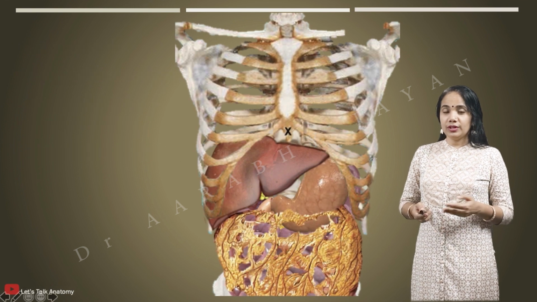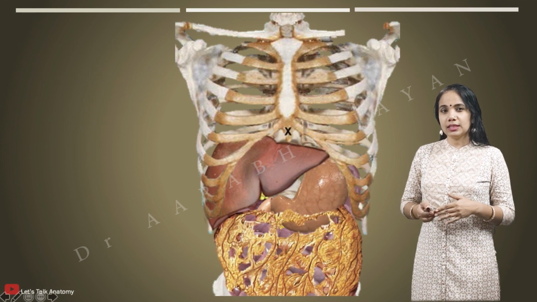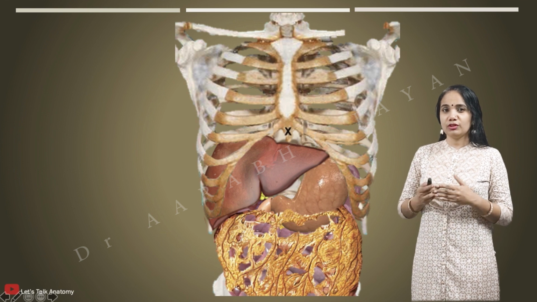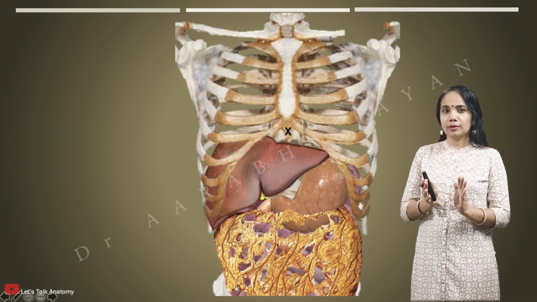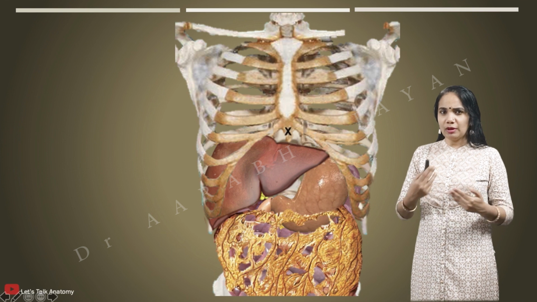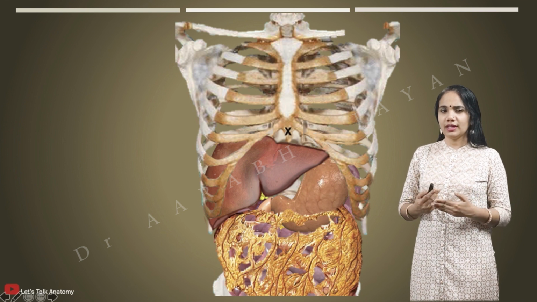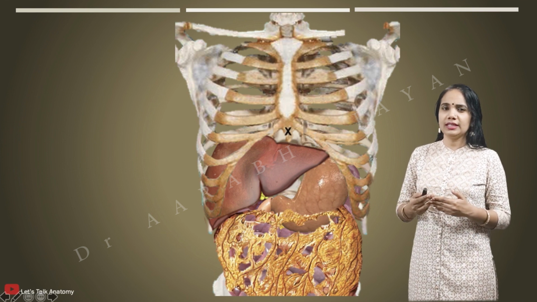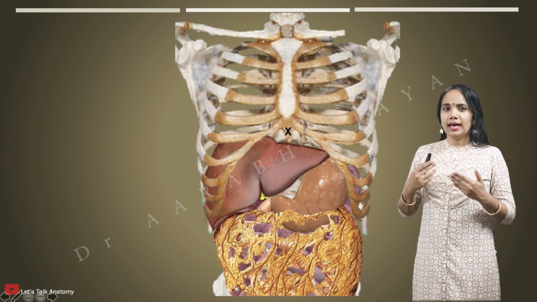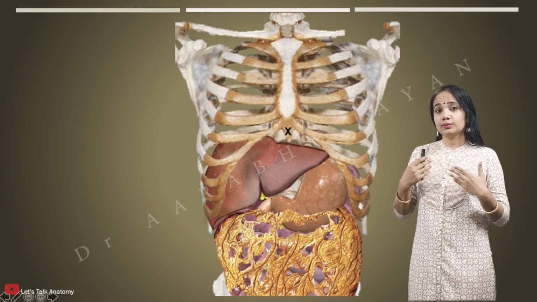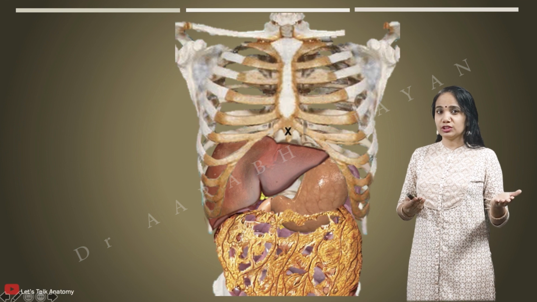And today we'll be seeing the relations of the kidney, and for that we have to place all abdominal organs in situ, take them out one by one and see how they are related to the kidney. So the relations of the kidney can be seen as anterior relations as well as posterior relations. We'll see the anterior relations first.